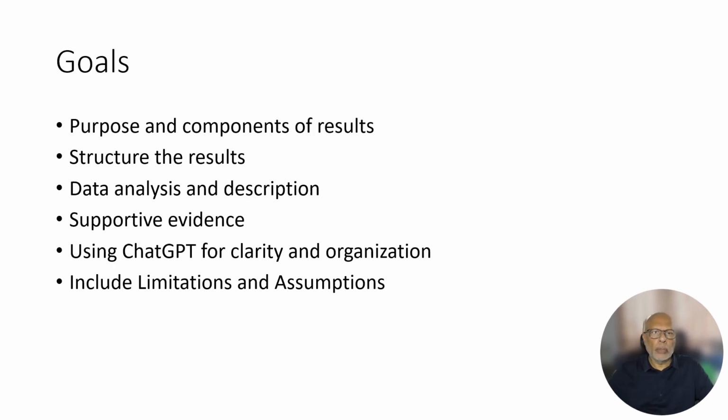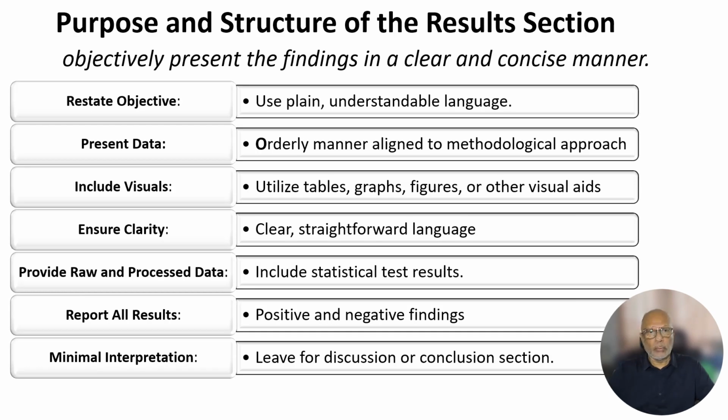In this section, we look at how the results section of your paper should be written. So, the purpose of the results section and what the structure and components are needs to be structured in the way that is acceptable for the various journals. Here, the purpose of the results section is purely to present the findings in a clear and concise manner.